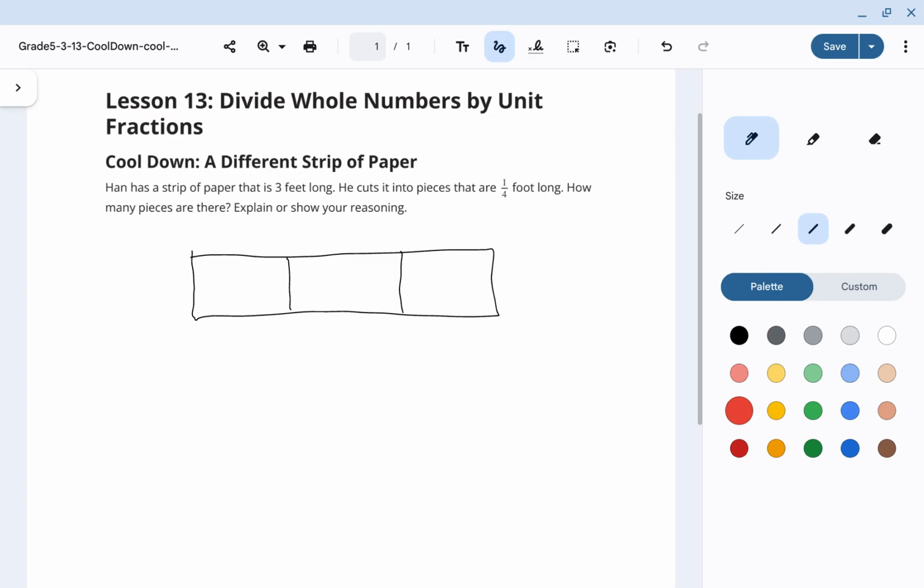It says, Han has a strip of paper that is 3 feet long. He cuts it into pieces that are 1/4 foot long. How many pieces are there? Explain or show your reasoning.